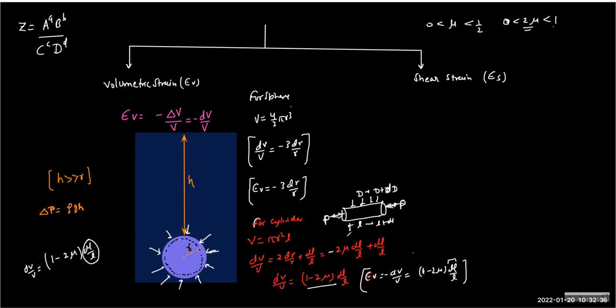Okay. So volumetric strain is what? Minus dV by V. So the answer is minus (1 minus 2 mu). Whatever the formula, just write it down and leave this.